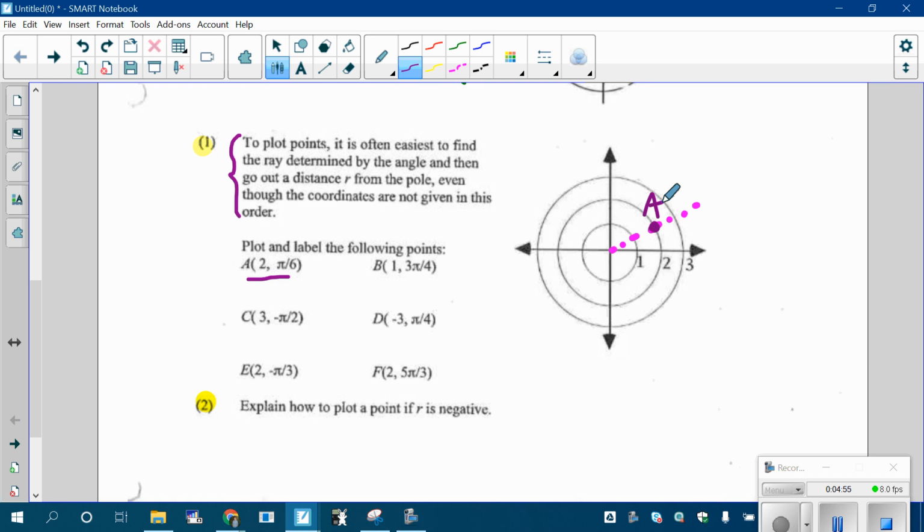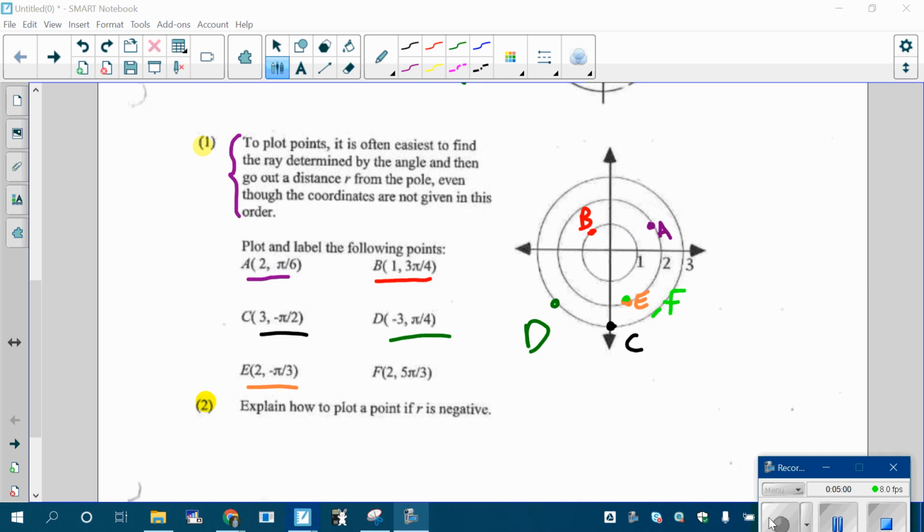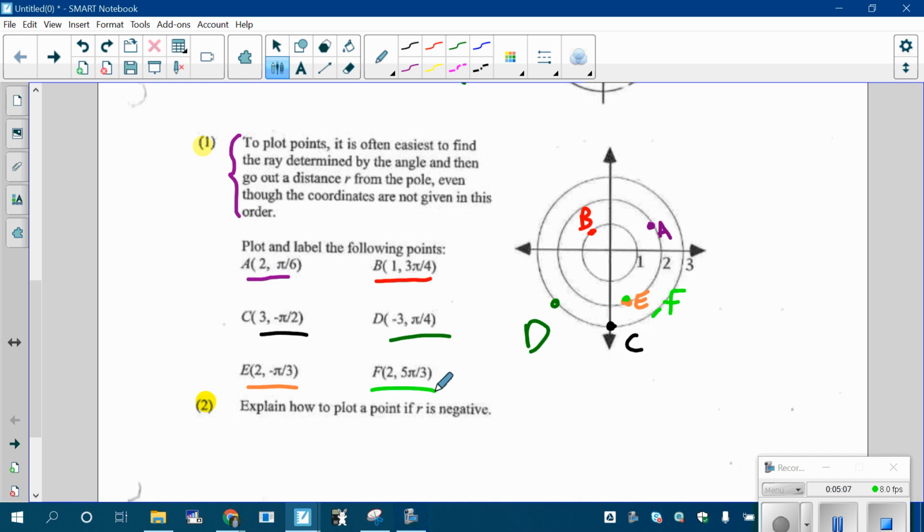Okay. Go ahead and plot all those points real quick. That's where you should get those points. You might have noticed that D had a negative R. Well, how do you deal with that?